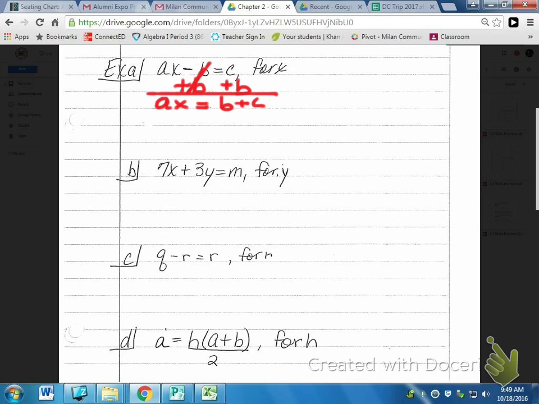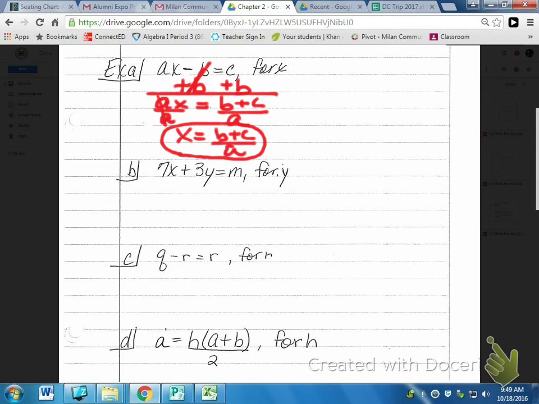And now I need to go one more step, getting x by itself. It's a times x, so we know that you undo times with division. So we divide on both sides by a. And on the left, a divided by a cancels, x equals, and it's literally what you see there, b plus c all over a. That is your final answer. When you get the variable that they want you to solve for all alone, then you're done.